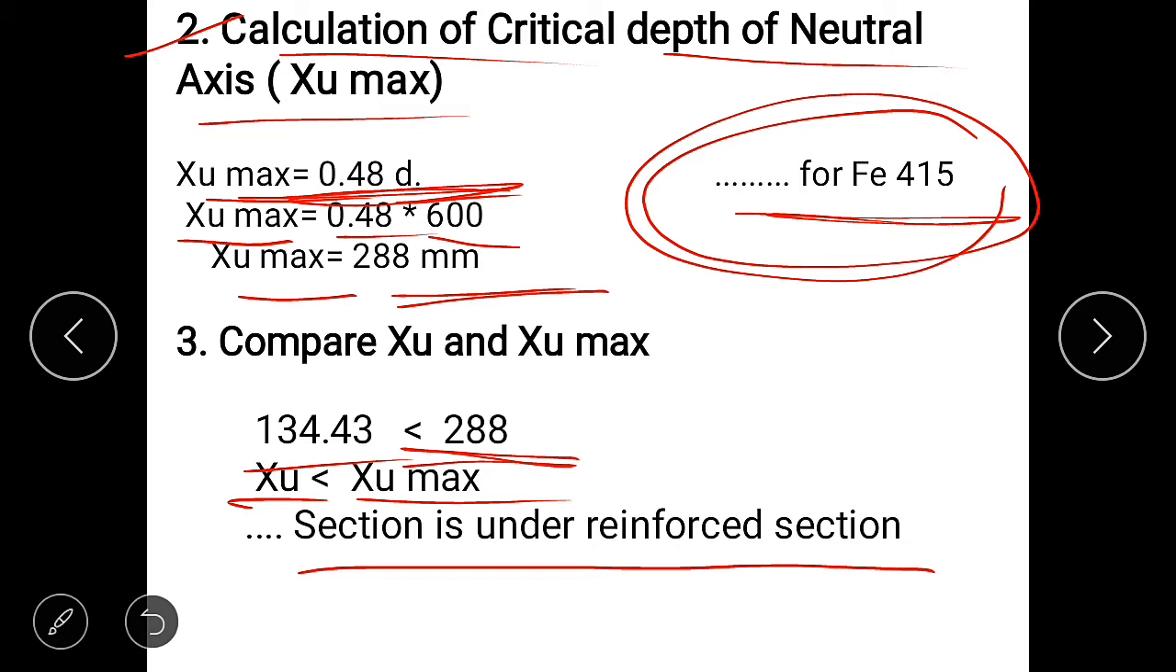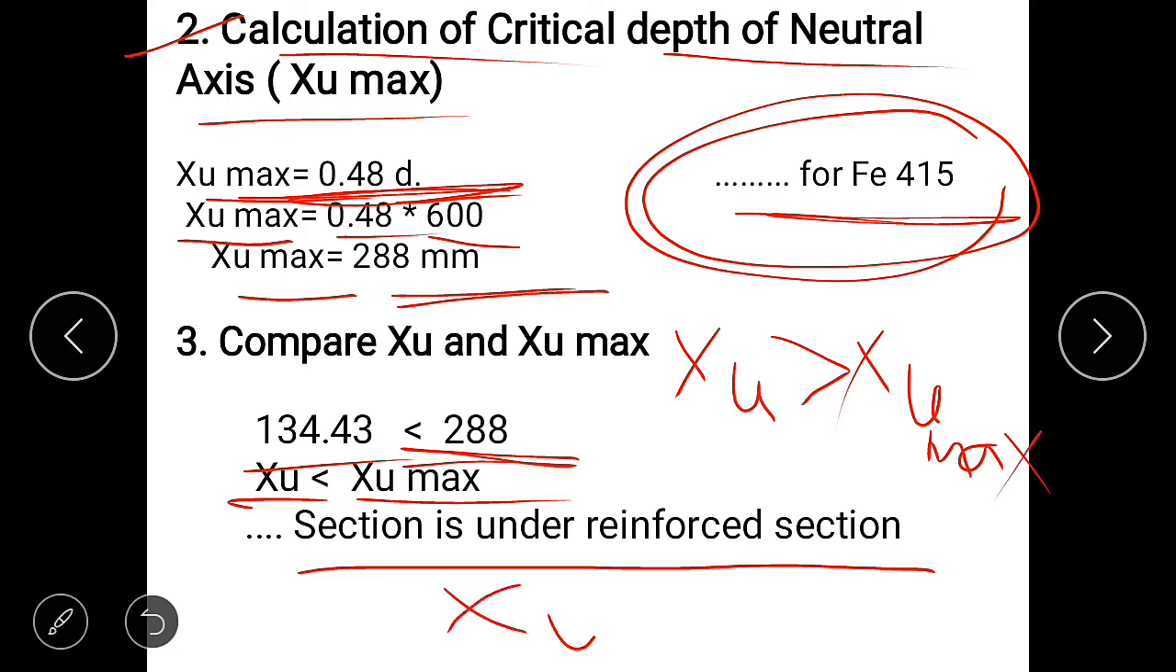How do we consider this? If XU is greater than XU max, then consider this section an over reinforced section, or if XU is equal to XU max, it is considered a balanced reinforced section. So our XU is smaller than XU max, so the section is an under reinforced section.